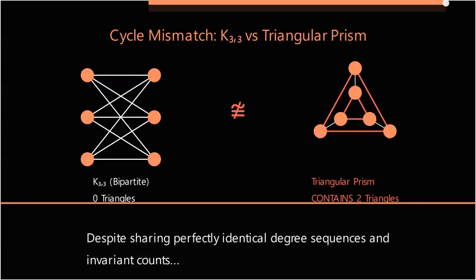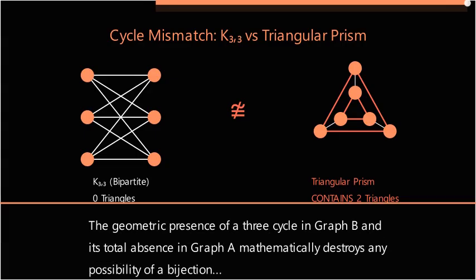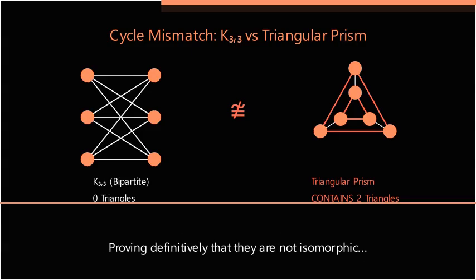Despite sharing perfectly identical degree sequences and invariant counts, Graph B contains 3-cycles, while Graph A contains none. The geometric presence of a 3-cycle in Graph B and its total absence in Graph A mathematically destroys any possibility of a bijection, proving definitively that they are not isomorphic.